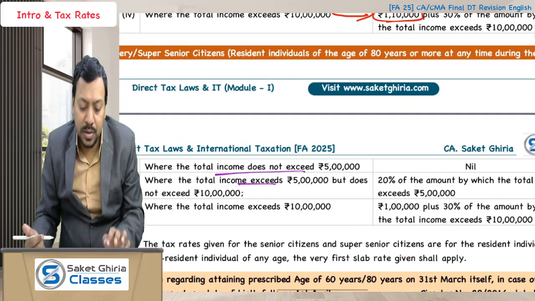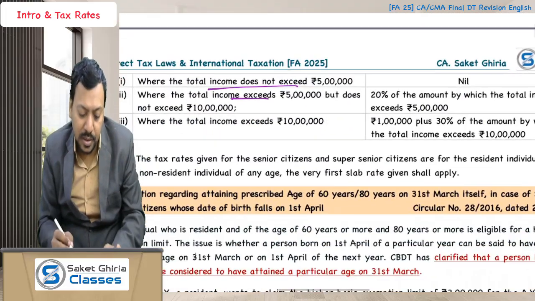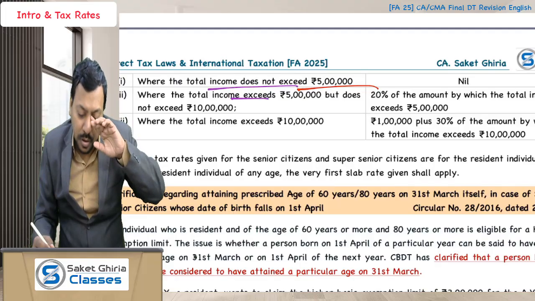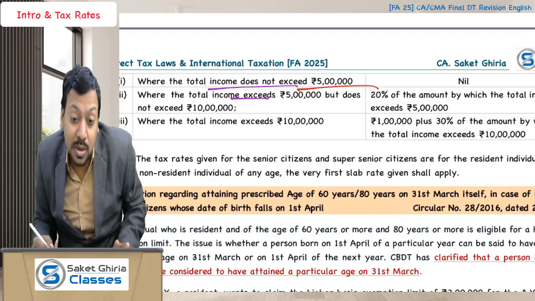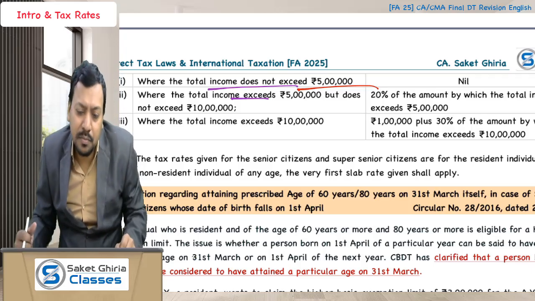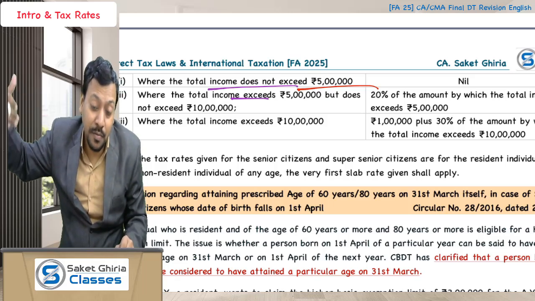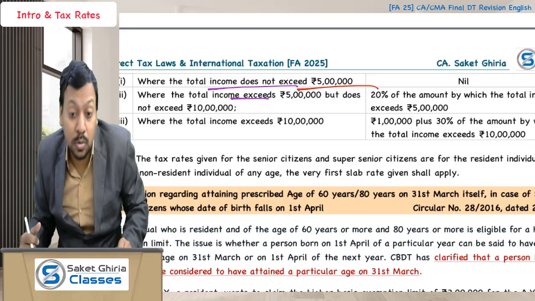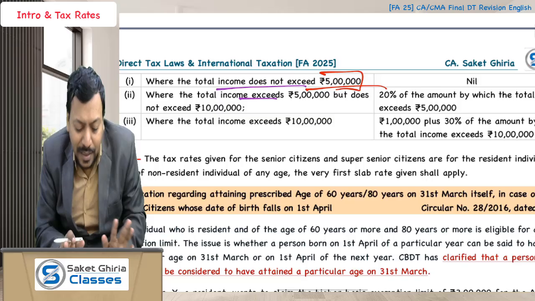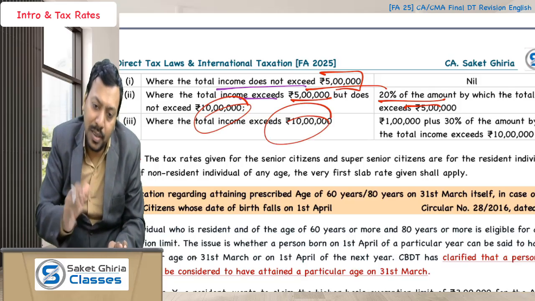If a person is a super senior citizen, means a resident individual of the age of 80 years or more at any time during the previous year, then for the first 5 lakh rupees nil tax. My recommendation to the government will be to give complete tax exemption to all those people who are of 80 years or more in India, because there are very few people nowadays in India who can survive so long, and if we give complete tax exemption, it will be a great gratitude to them from the government. Where the total income does not exceed 5 lakh rupees, nil; from 5 lakh to 10 lakh rupees, 20%; and from 10 lakh rupees, 1 lakh plus 30%.